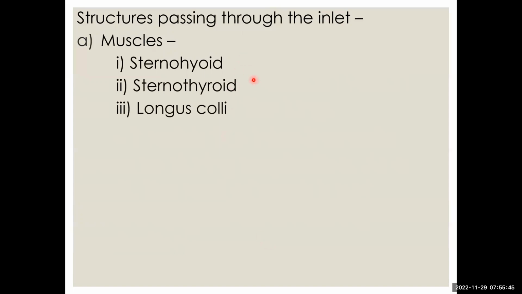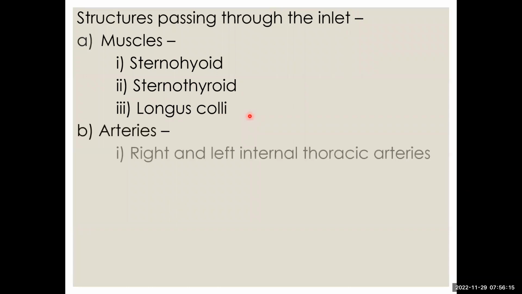Sternohyoid and sternothyroid muscles arise from the posterior surface of the manubrium sterni and are inserted into the neck. So they are passing from the thoracic cavity into the neck through the inlet of thorax. Longus colli muscle is the deep muscle of the back lying in front of the thoracic vertebrae. So this also passes from the posterior part of the neck into the posterior part of the thoracic cavity through the inlet of thorax.